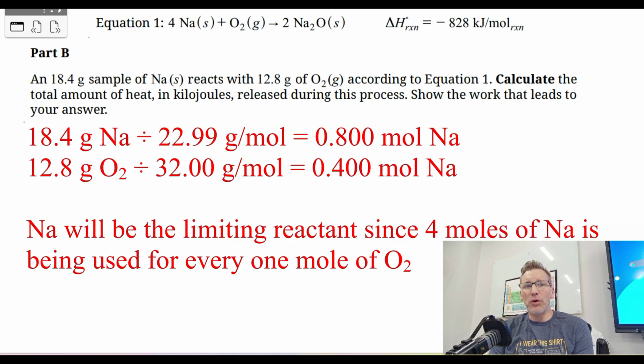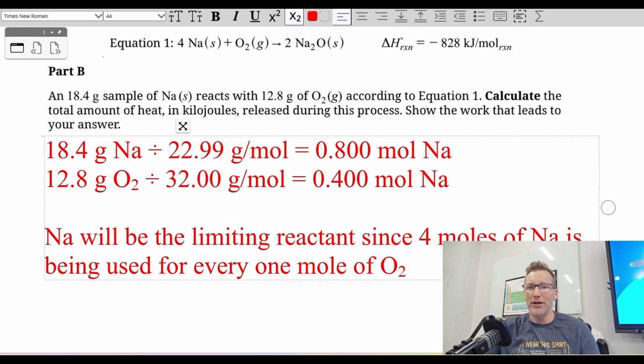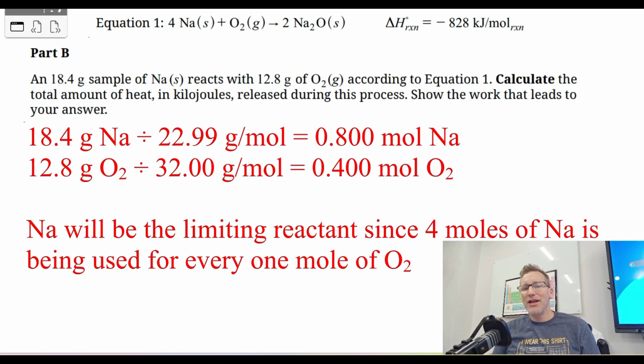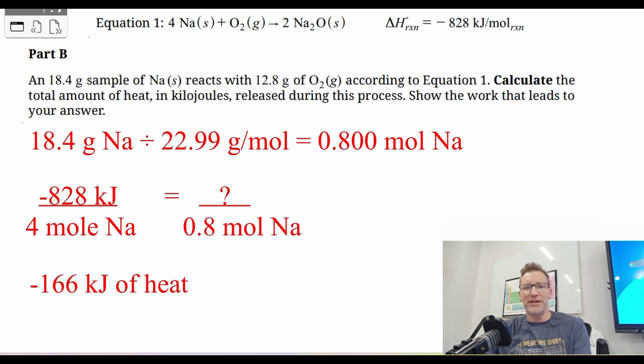Then it says an 18.4 gram sample of Na reacts with a 12.8 gram sample of O2. What do we want to do every time we have grams? Divide by molar mass. 18.4 grams of Na is 0.8 moles of Na. That should be 0.4 moles of the oxygen gas, sorry about that. But take a look at the reaction. You're using 4 moles of sodium for every 1 mole of oxygen gas, so the Na will be the limiting reactant.